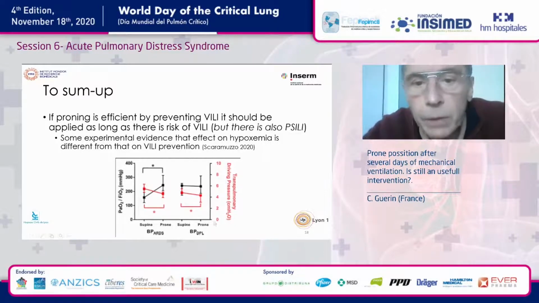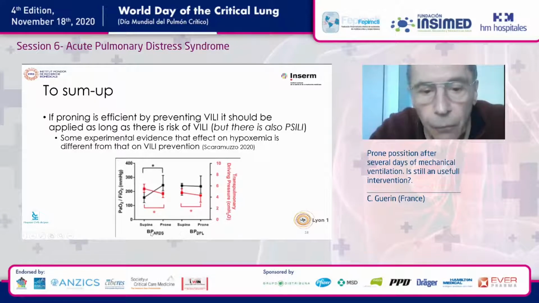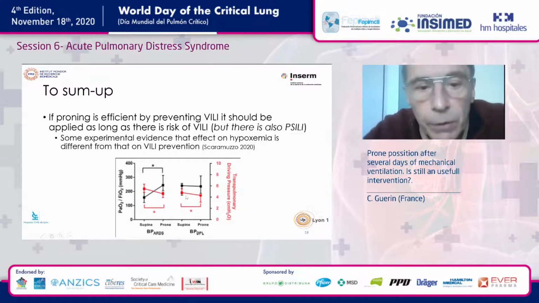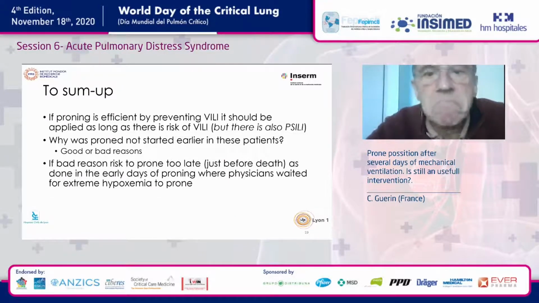But, you know, we have some evidence, and this is a recent study we did in Uppsala, showing that there is a desynchronization between the effect of prone position on hypoxemia and on VILI prevention. For instance, here you have 2 groups of PEEP selection. And in both situations, you see that we have a reduction in the transpulmonary driving pressure, suggesting a reduction in strain. But at the same time, we have either an improvement or no change in oxygenation. So in conclusion, as for the question raised by Pablo, why patients are not proned earlier, it might be for good or bad reasons, and I tried to figure this out.